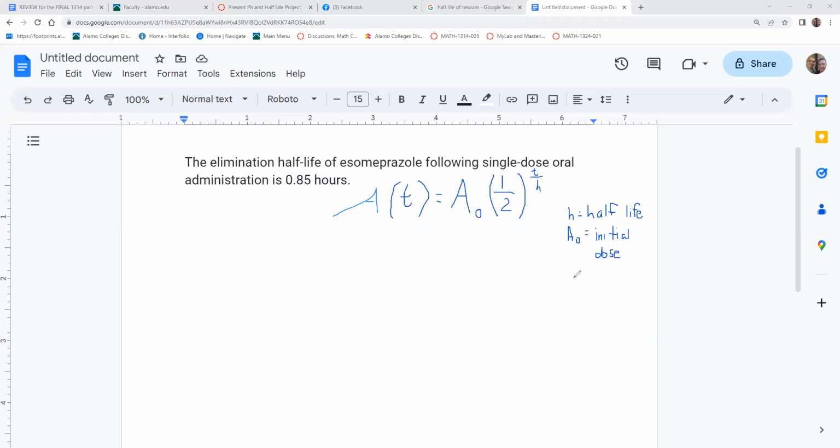So T would be the time after you took it. And A of T would be the amount left, or the part of the dose left.